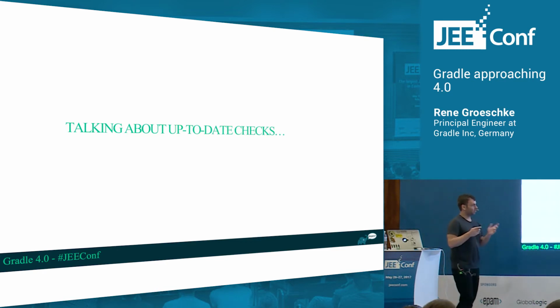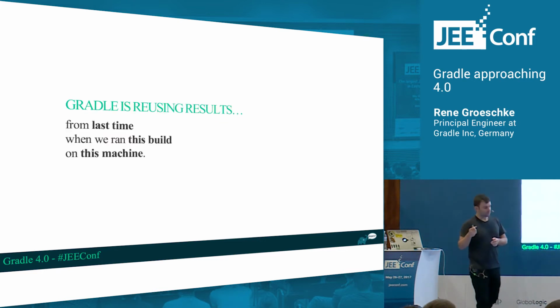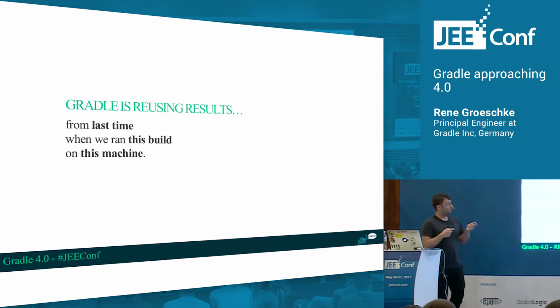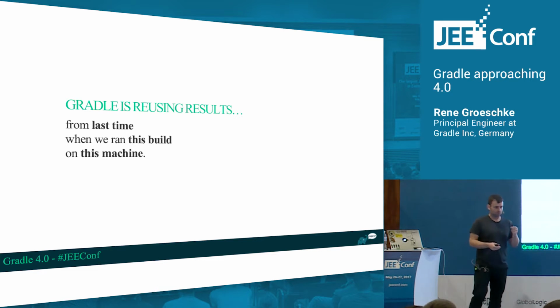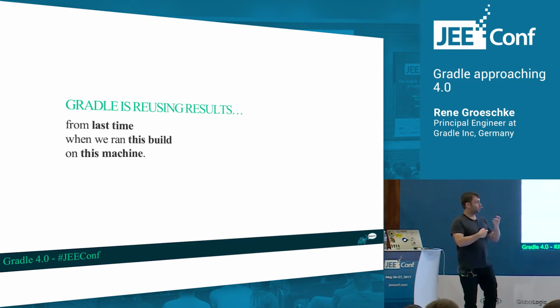Talking about up-to-date checks, I mentioned that already, and I guess since most of you are Gradle users, you know how that works. In a nutshell, everything you used or that has been generated the last time you ran exactly the same build on this particular machine is considered to mark the build as up-to-date. Taking compile, for example: you compiled something in an earlier build, the classes are still there, your sources haven't been touched, so things are marked as up-to-date. If you change the source level or something else, the build runs again.